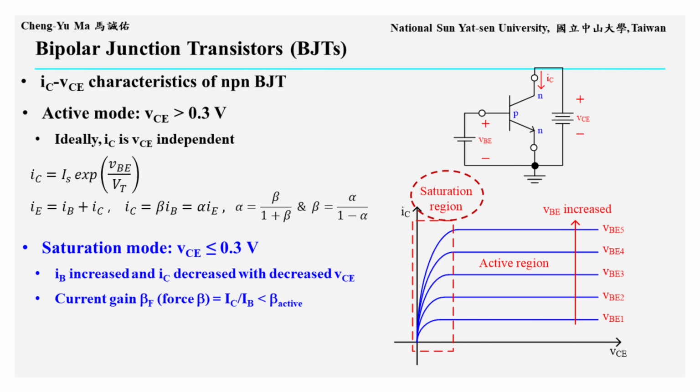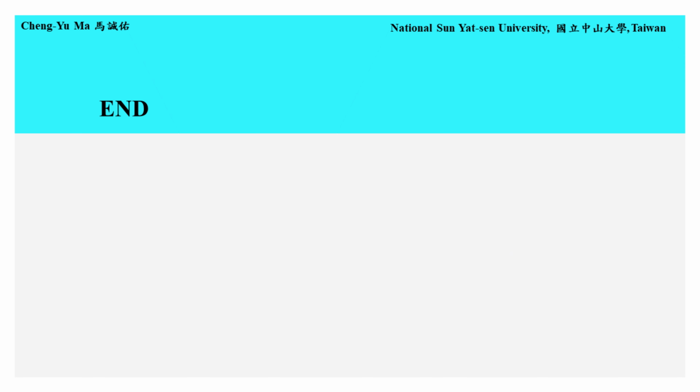Once VCE becomes smaller than about 0.3 volts, IC decreases significantly because the BC junction becomes forward biased. The lower VCE becomes, the smaller IC becomes, as shown in the figure. In this region, the forced beta is low and is not a constant. This concludes the introduction to the characteristic equations of bipolar junction transistors, or BJT devices. Please look forward to the next lecture.